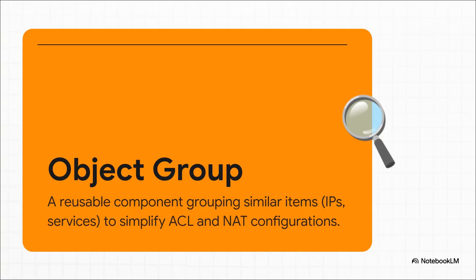So what is an object group, really? It's just a bucket, a named container. You can throw a bunch of similar things in it. For example, you could have one object group for all your web servers, another for all your database servers. You could even have one for services, like one called web_stuff that has HTTP and HTTPS in it. The beauty is, you then write one rule for the group, not 10 rules for 10 different servers. It's clean, it's simple, it's the right way to do it.